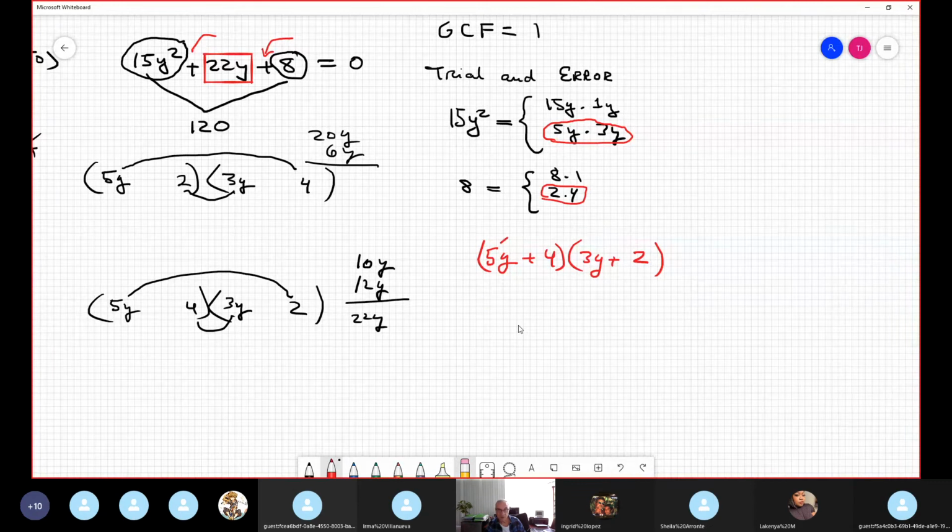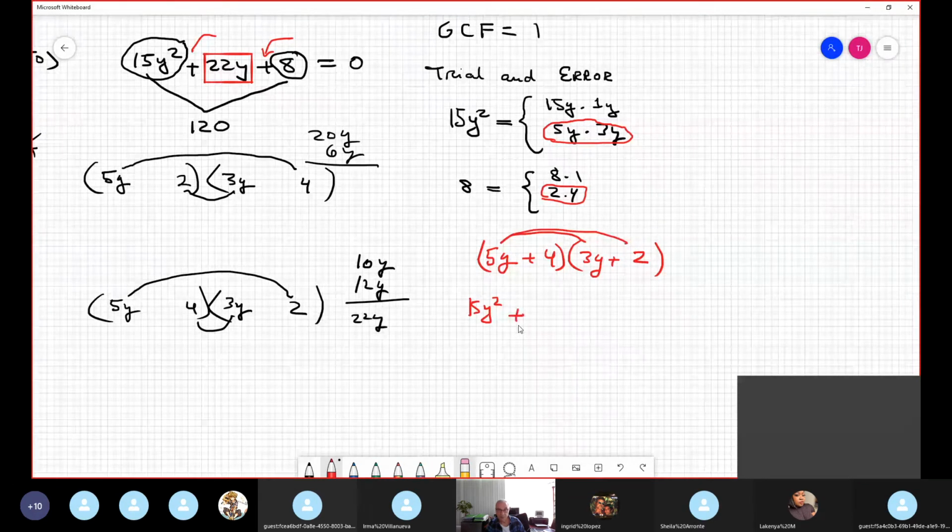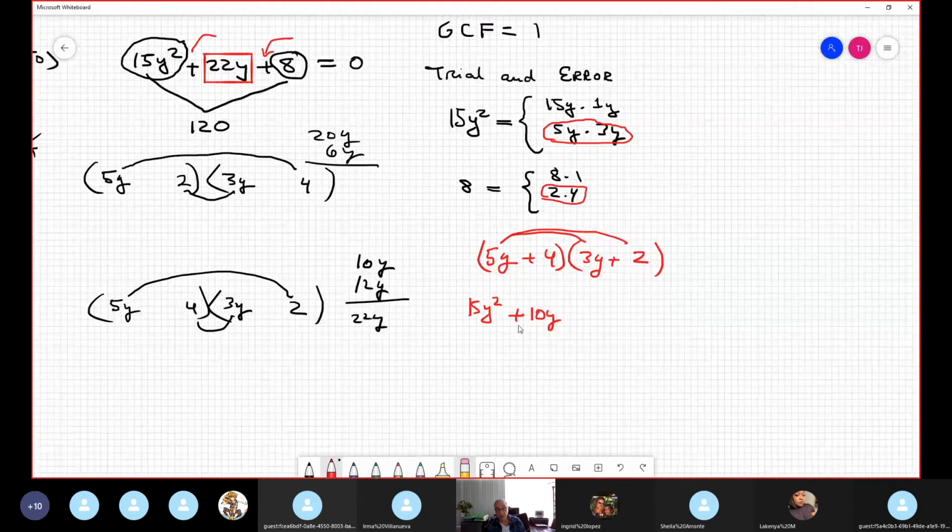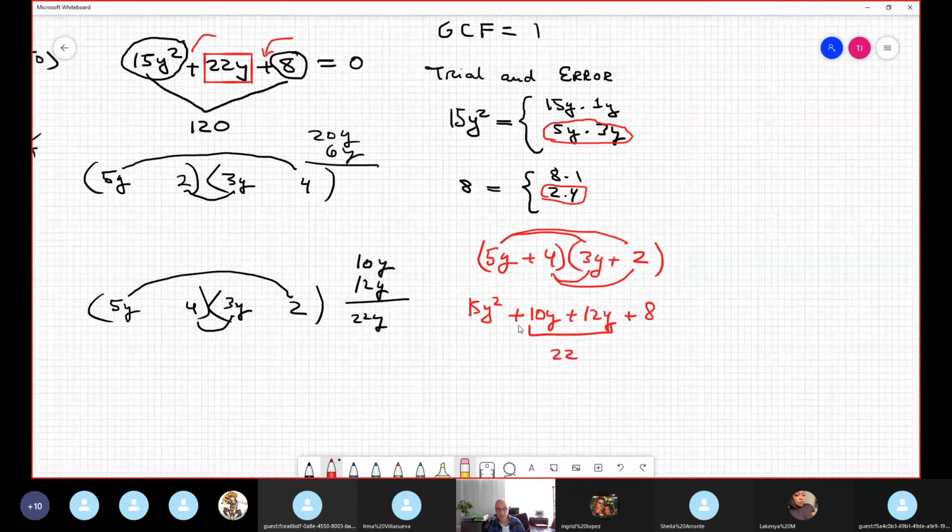Look, you FOIL, 15y squared, 10y. One shortcut: see, the whole equation is positive. It's obvious que everything is positive, because there is never a subtraction. Entonces es 12y and 8. And when you combine this and this, it is 22. And we come back again to the original problem, no?